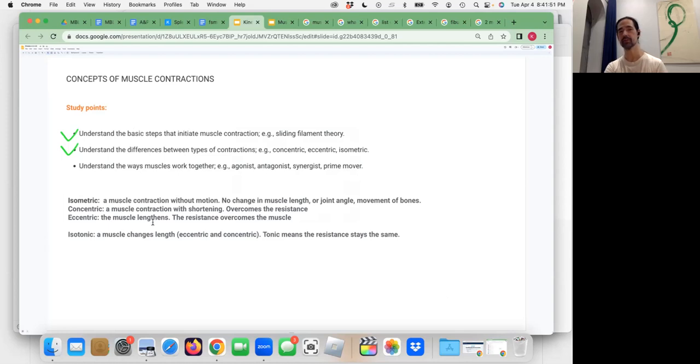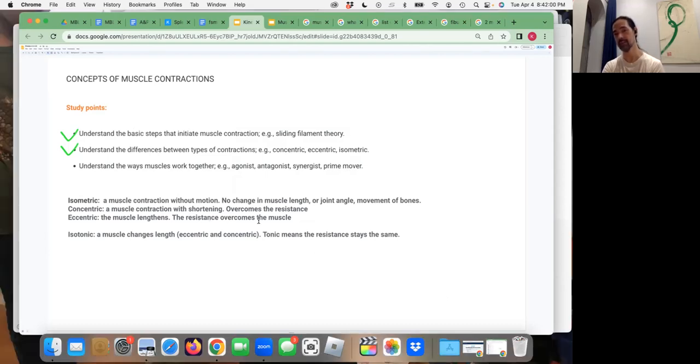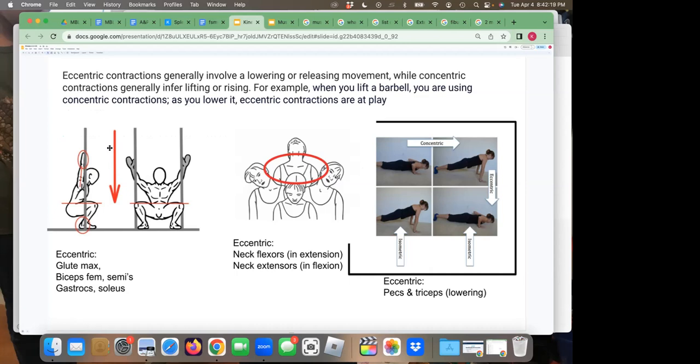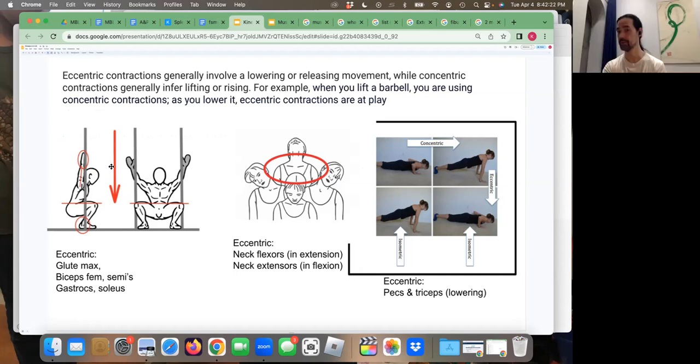So concentric, eccentric, isometric. Eccentric is where the muscle lengthens, and that's where the resistance or the weight or gravity overcomes the muscle. So in a squat, the concentric contraction overcomes gravity by going up, by pushing the weight up through space. Where is the eccentric contraction in the squat? When the body goes down, when it holds at the bottom, or when it goes up? Down and you hold. When it goes down, yes.